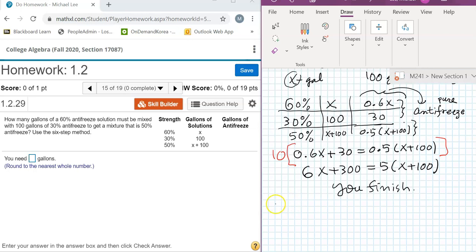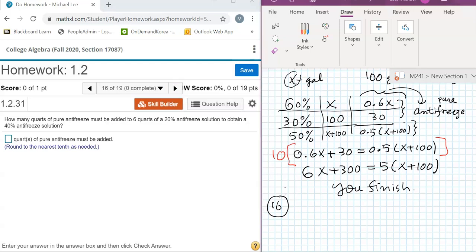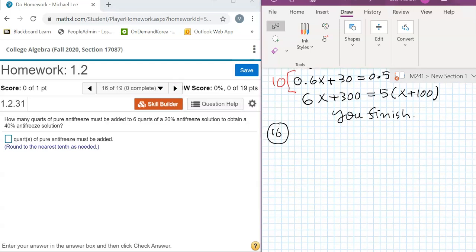Okay, the next one is number 16. Almost the same question. It says, how many quarts of pure antifreeze must be added to 6 quarts of 20% to obtain 40%? So this is pure. This is 100% pure. So I'll say X quarts, plus this is 6 quarts of 20%.